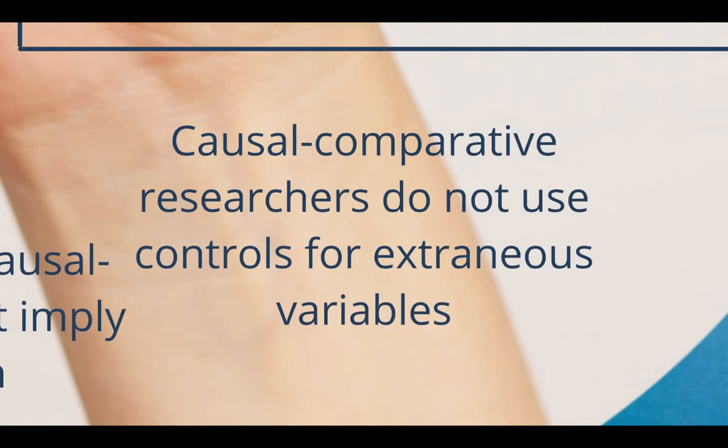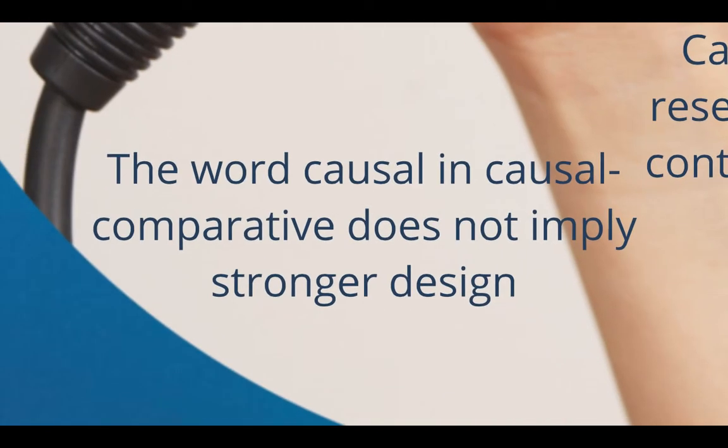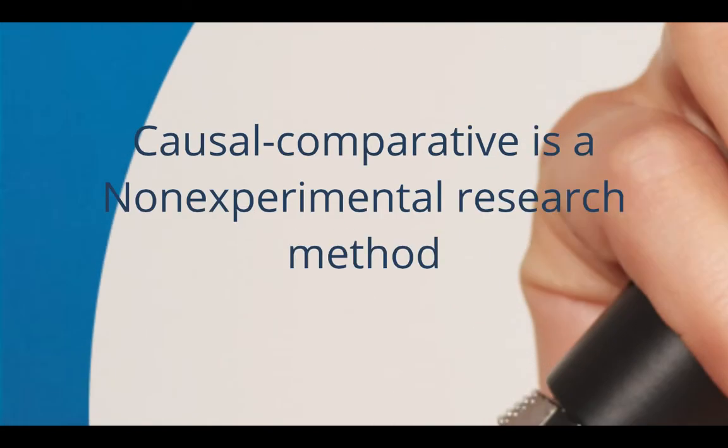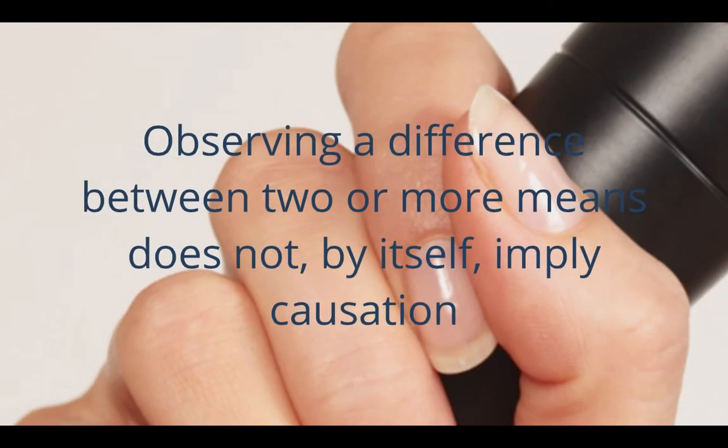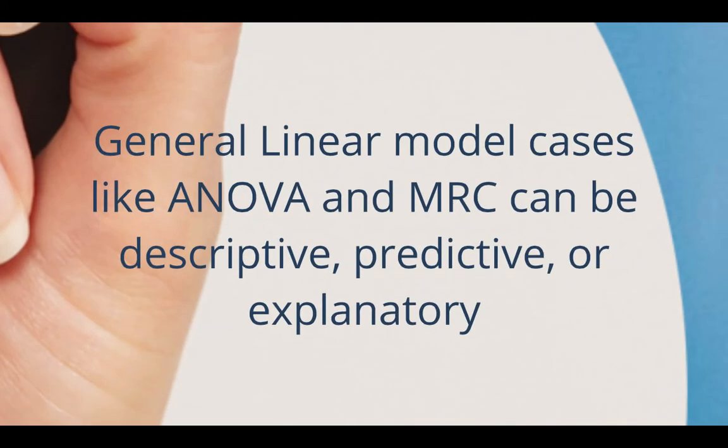According to this, causal comparative researchers do not use controls for extraneous variables. Another, the word causal in causal comparative does not imply a stronger design. Another, causal comparative is a non-experimental research method. Another one, observing a difference between two or more means does not by itself imply causation. And the last one, general linear model cases like ANOVA and MRC can be descriptive, predictive, or explanatory.